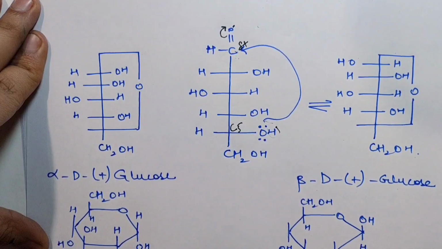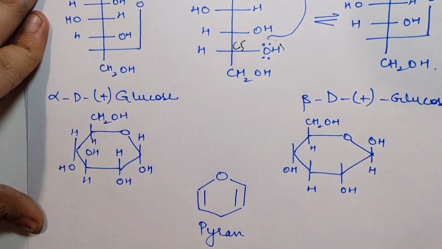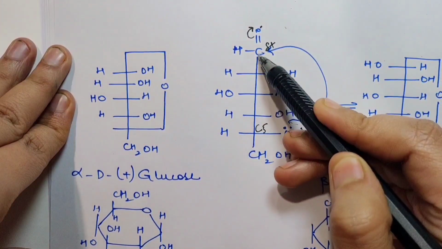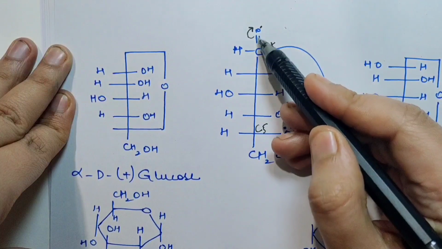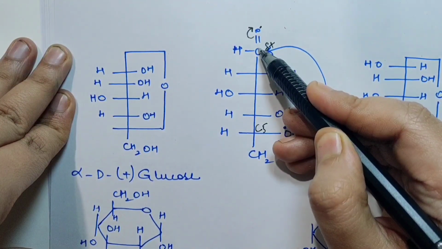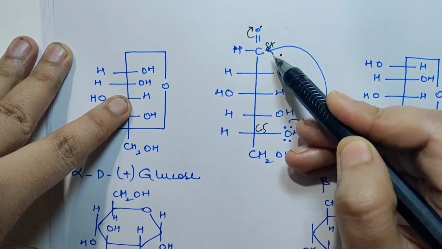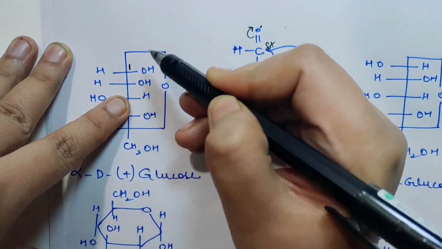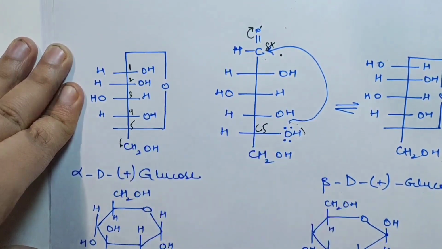Now this can be drawn like this. Here, this was the first carbon. Upon reaction with this OH, this carbonyl carbon became OH, which came here in this alpha D-glucose. So this is your first carbon, second carbon, third carbon, fourth carbon, fifth carbon, and sixth carbon.